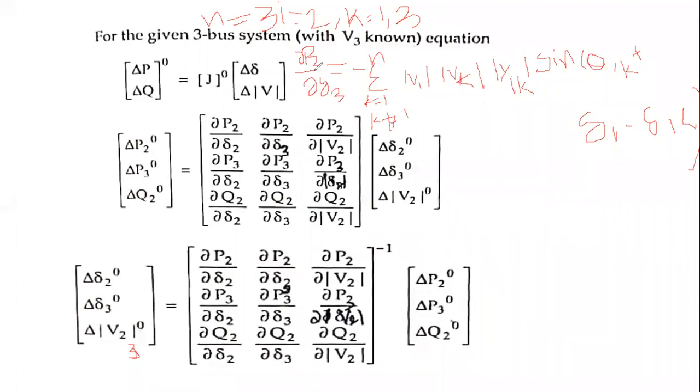Okay, and then we determine the dou P2 by dou delta 2. Okay, this is true. After that we determine dou P3 by dou delta 3, where P is equal to I and Q is the K. Okay, understand now? By using this formula, we will determine all the values for this Jacobian matrix.